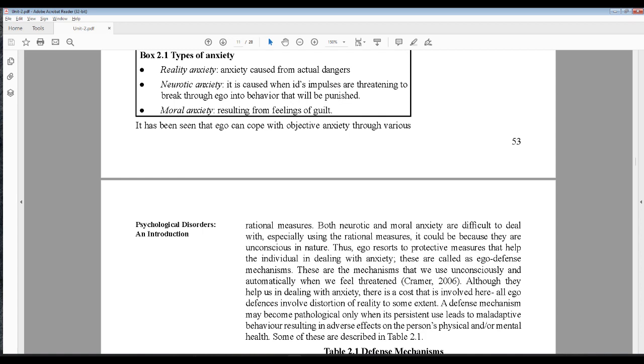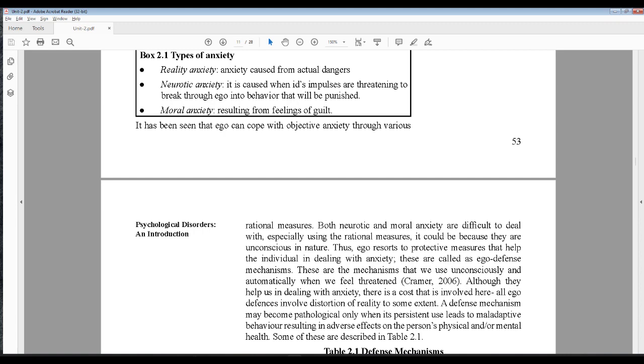Thus, the ego resorts to protective measures that help the individual in dealing with anxiety. These are called ego defense mechanisms. These are the mechanisms that we use unconsciously and automatically when we feel threatened. Kramer, 2006. Although they help us in dealing with anxiety, there is a cost that is involved here. All ego defenses involve distortion of reality to some extent. A defense mechanism may become pathological only when its persistent use leads to maladaptive behavior resulting in adverse effects on the person's physical and/or mental health.